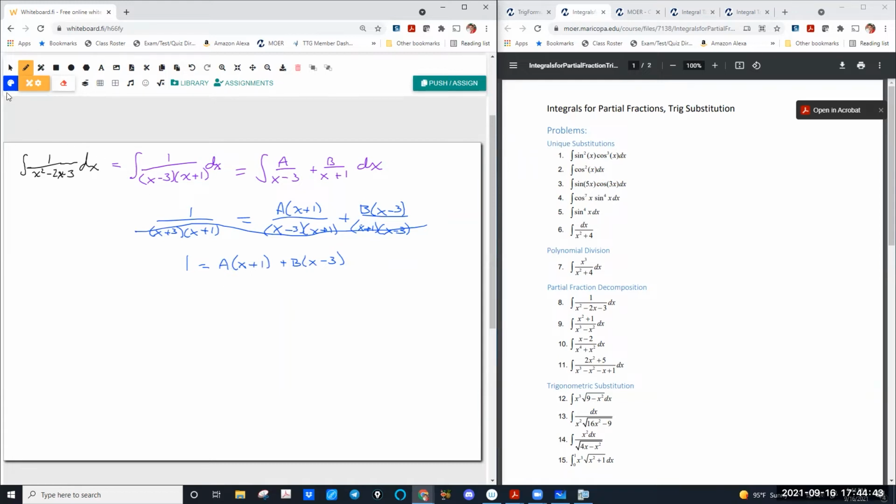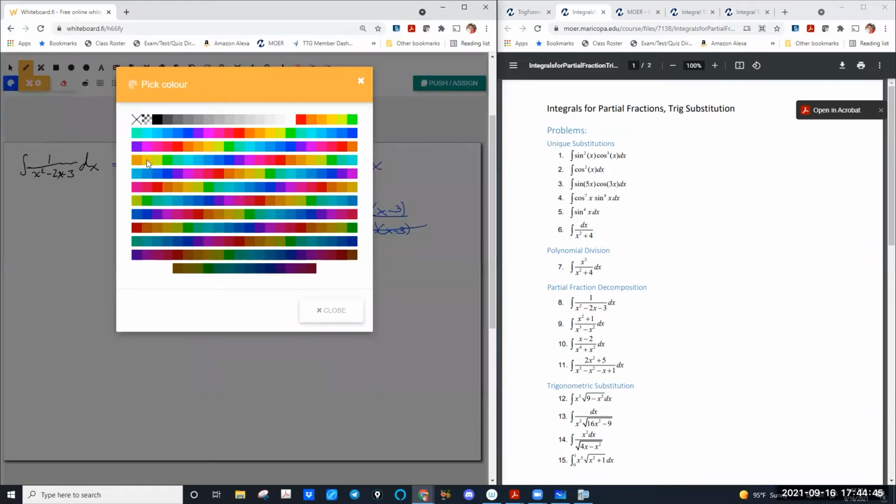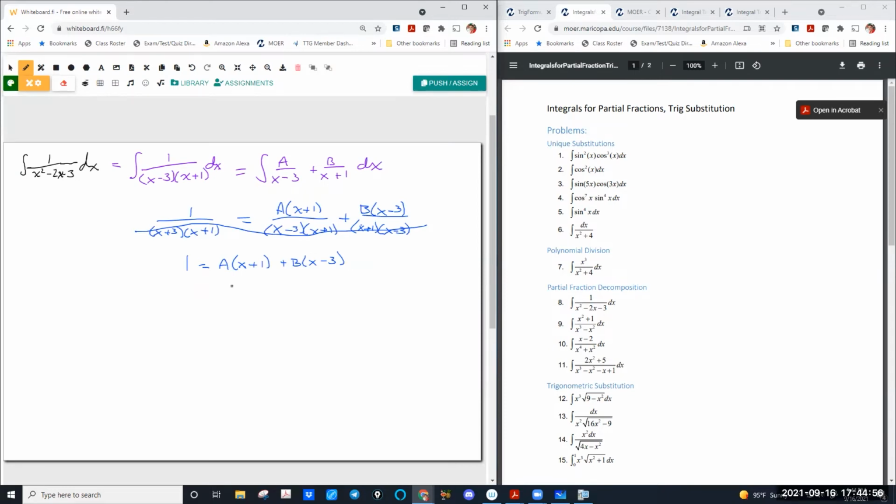The shortcut, let's do it in what color have we used? How about green? If I can find a good green here. Man, where's the regular green? Okay, that's it. Longer than I'd like.